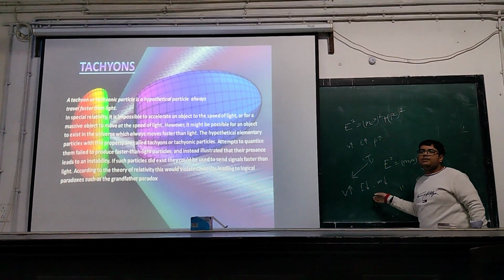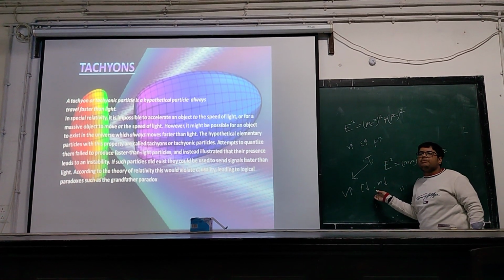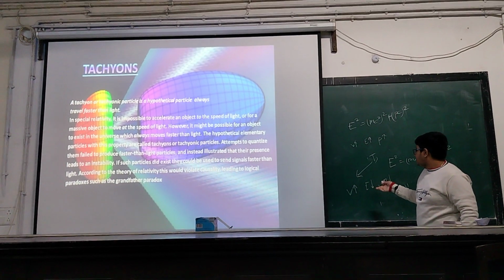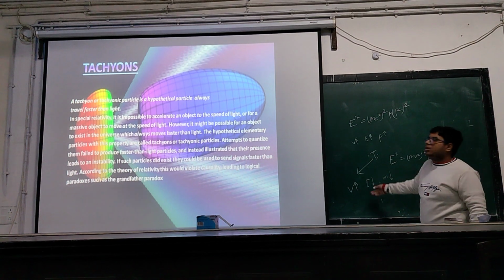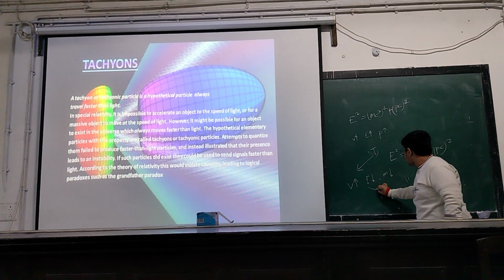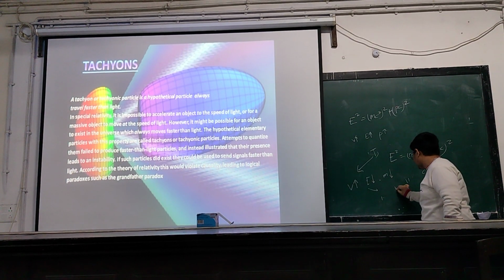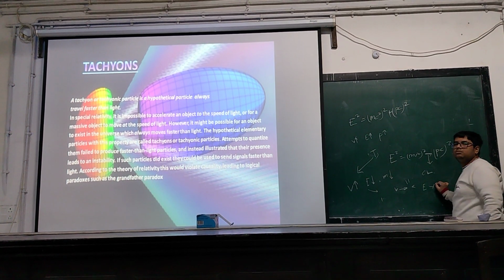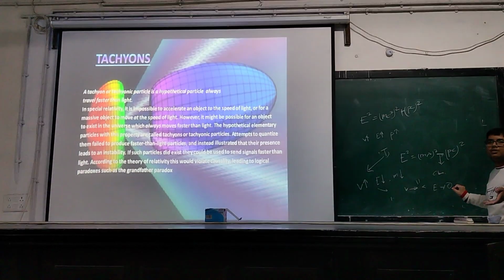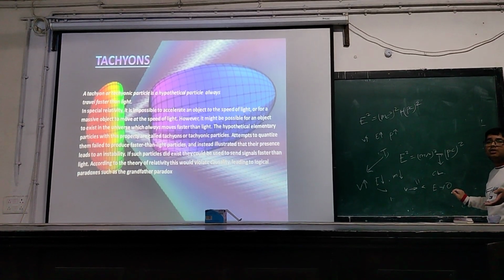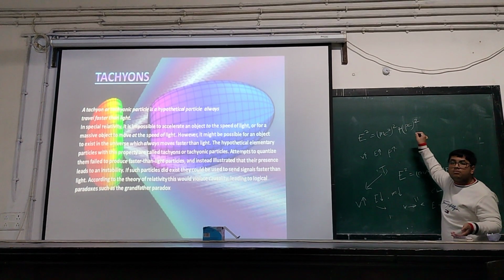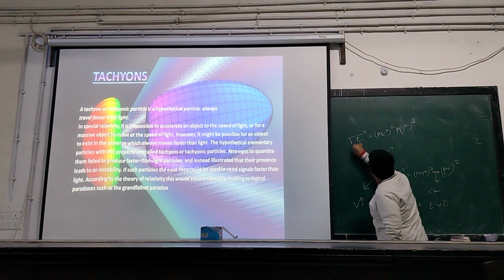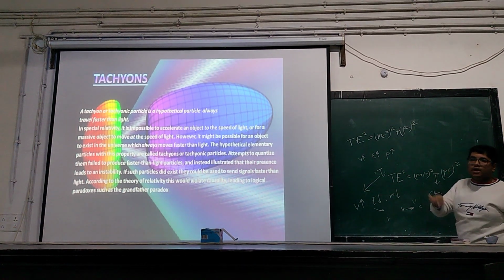Now this is all theoretical; practically it cannot be achieved because it is not possible. This would mean that as velocity increases and reaches c, the energy will become zero. This is rest energy. This is total energy.